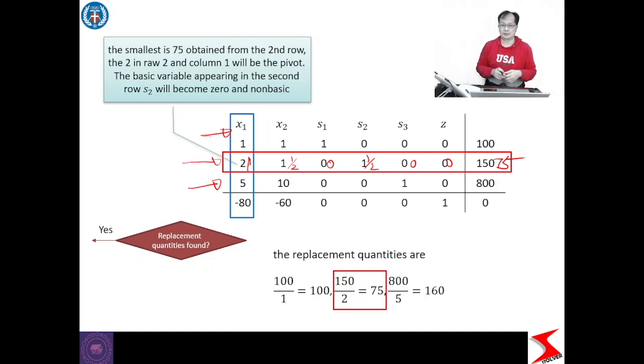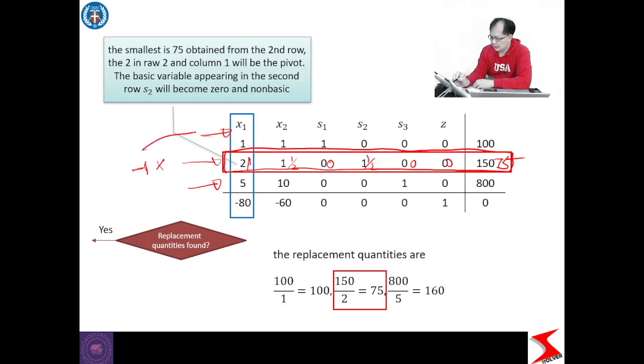at the same column become 0, right? So we can times -1 for the whole row, then add it to the first row. And times -5, add it to the third row, right? And then we times what? Times 80, right? Times 80 to that, so this number becomes 0.